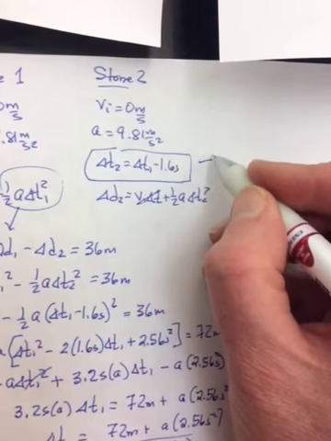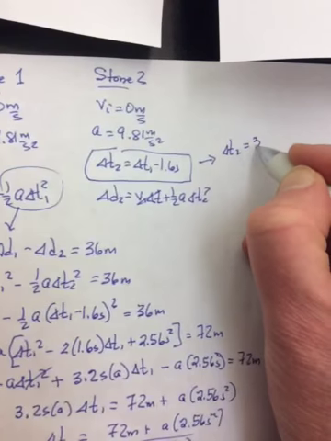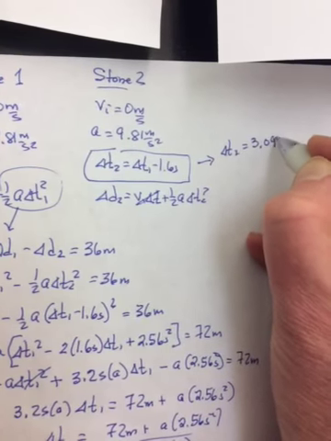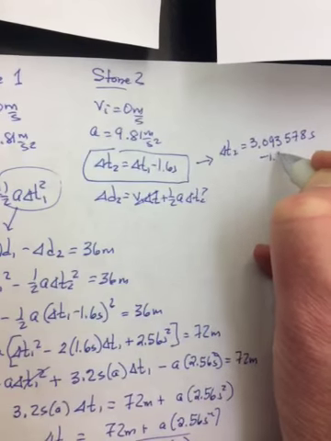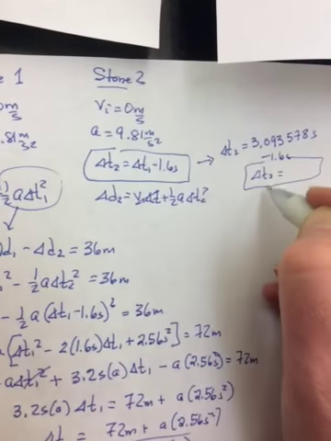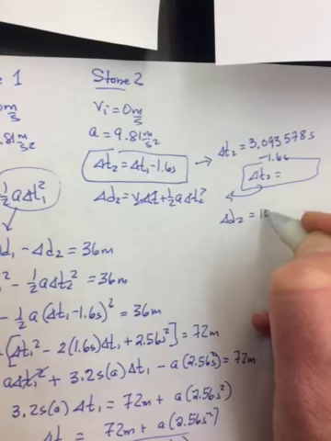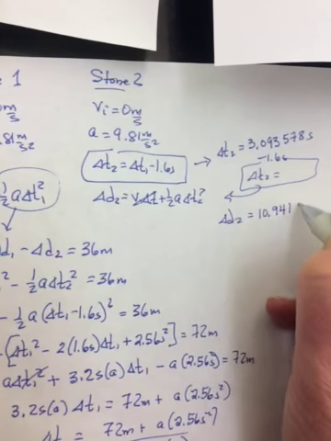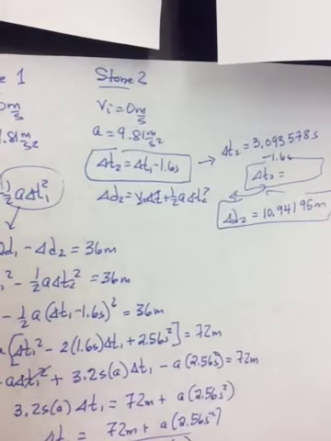But the question wants to know how far the second one fell. So you need to use this to find the time for the second. It's just going to be that 3.093578 seconds minus the 1.6 seconds to get your T2. And then once you have this, fill it in there to get D2. And you should get D2 to be 10.94195 meters. Okay, so that's number 6.